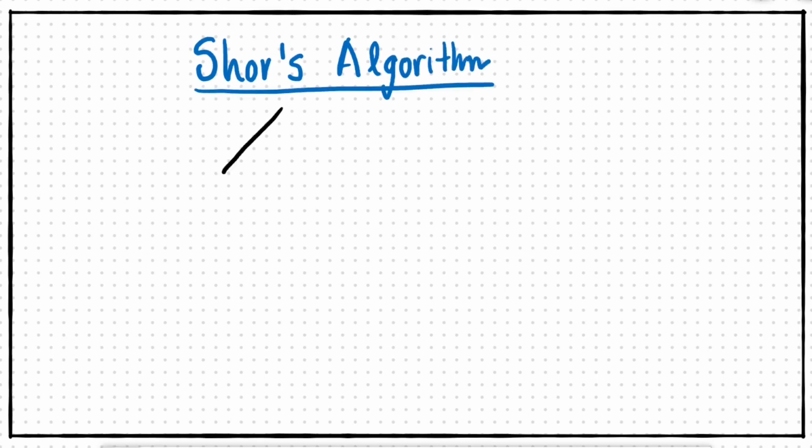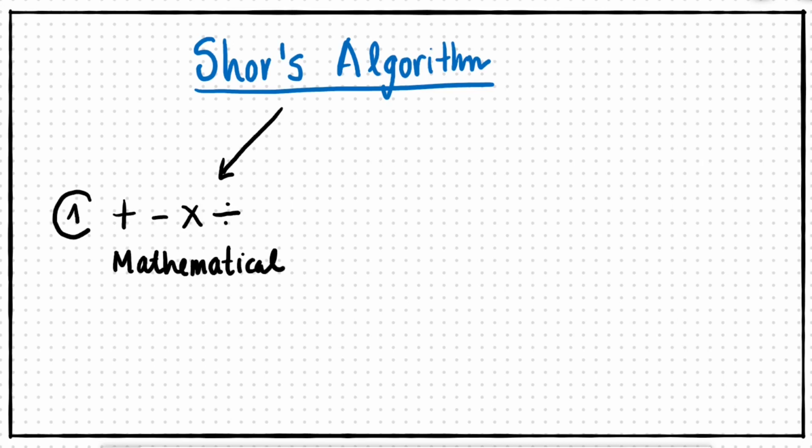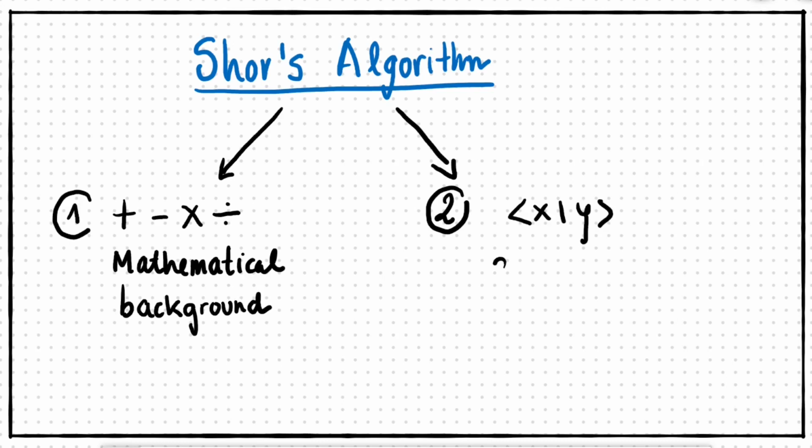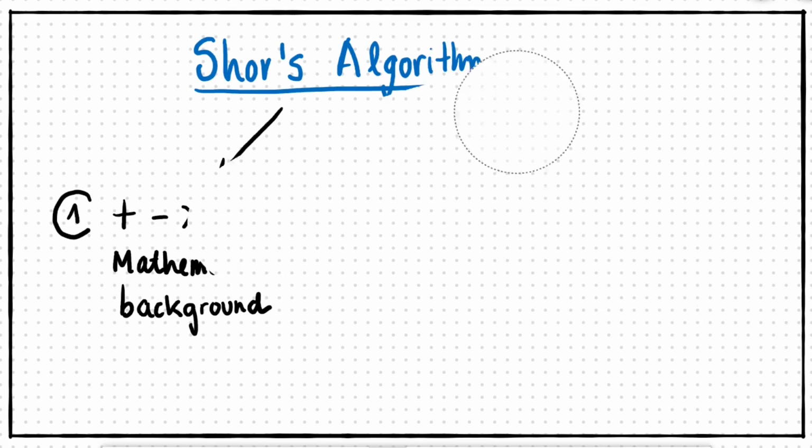This video set will be divided in two parts. First, we will explain the mathematics of Shor's algorithm with nothing quantum just yet. In the second video, we will tell you why quantum computers can perform this algorithm so quickly and successfully.